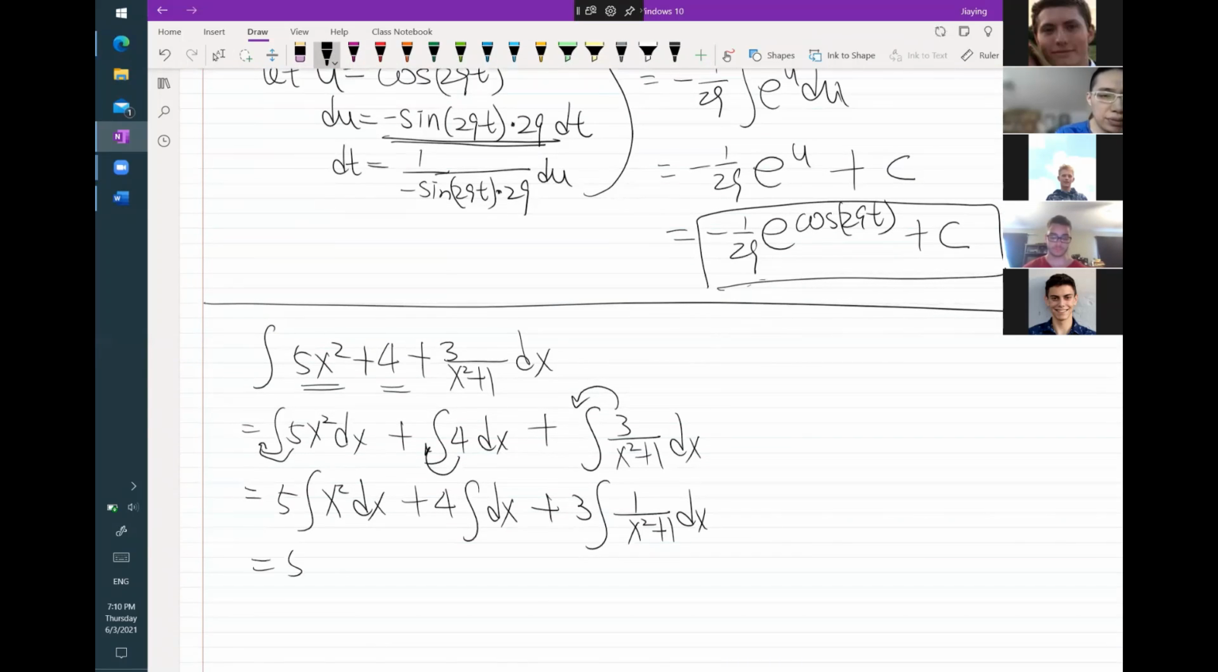And the first term, you still have 5 there, but when you integrate, you add 1, so that's x cubed divided by 3, so that's a 5 over 3, plus 4 times integral of dx is just x, plus 3 times, now the last integral is a special one. If you look into 5.4 in the table, when you integrate 1 over x squared plus 1, you get inverse tangent of x. So arctan of x, that's another way to put it. And then don't forget to add a constant c at the very end.